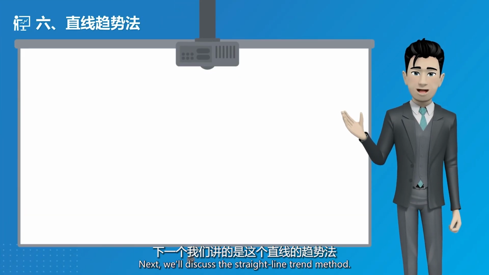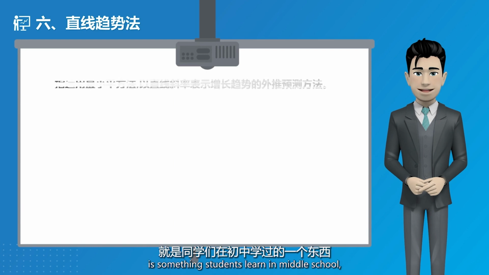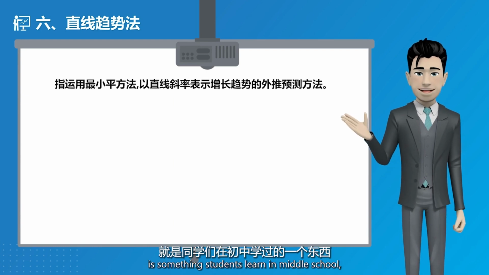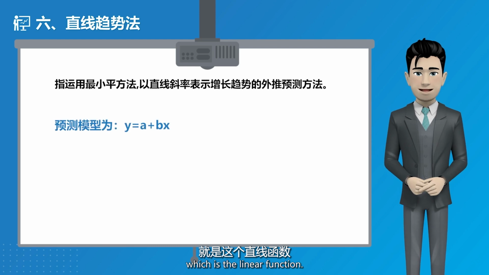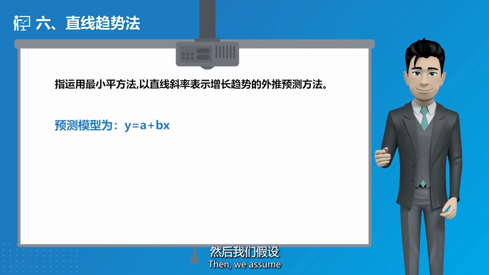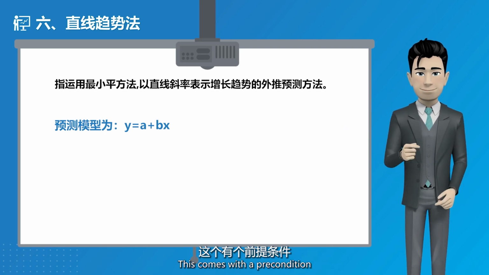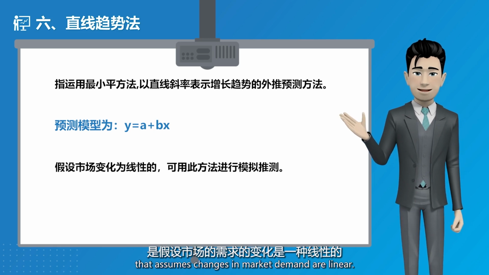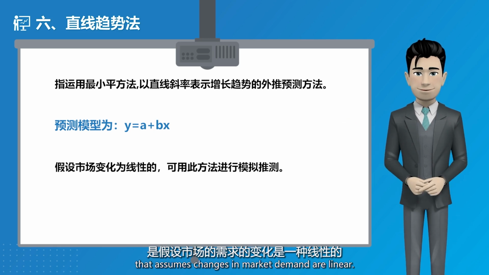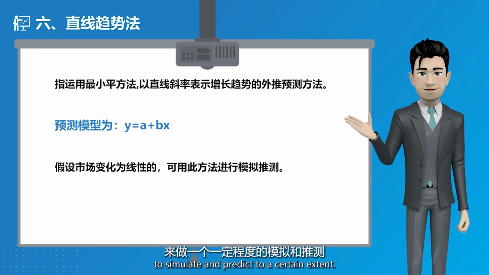Next, we'll discuss the straight line trend method. The straight line trend method is something students learn in middle school, which is the linear function. Generally, we use the method of least squares to find the values of A and B. Then, we assume that the changes in market demand are linear. This comes with a precondition that assumes changes in market demand are linear. We can use this method to simulate and predict to a certain extent.